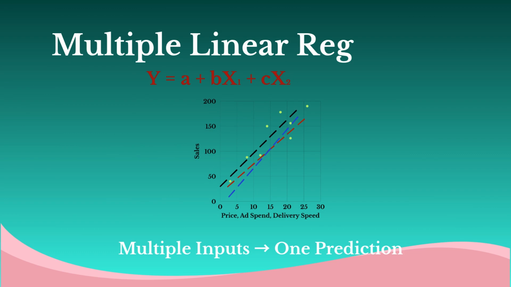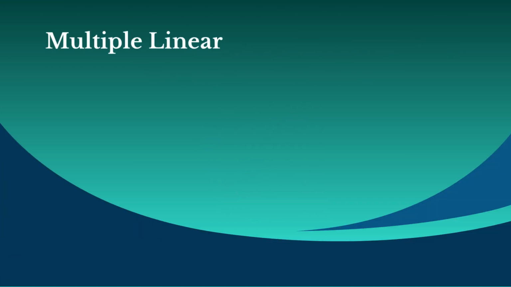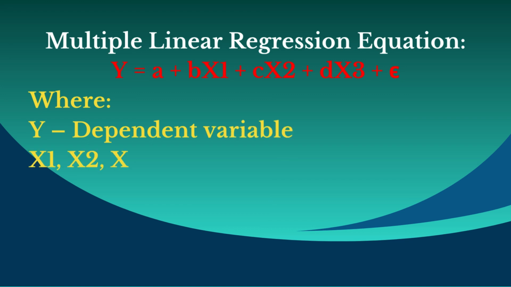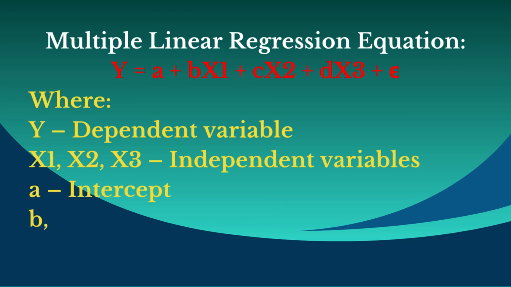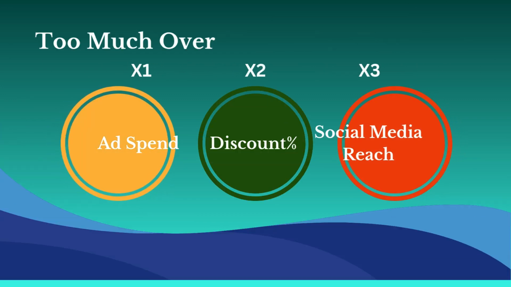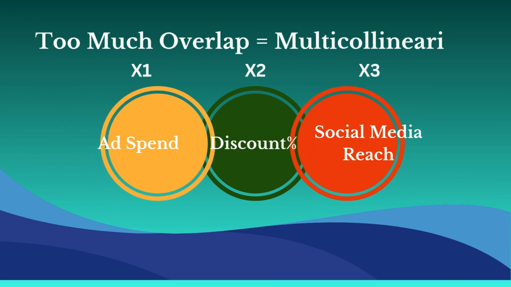Second, multiple linear regression. Multiple linear regression analysis is essentially similar to the simple linear model, with the exception that multiple independent variables are used in this model. The mathematical representation of multiple linear regression is y equal to a plus bx1 plus cx2 plus dx3 and so on plus epsilon, where y is the dependent variable, x1, x2, x3 the independent variables, a the intercept, b, c, d the slopes, epsilon the residual or error. Multiple linear regression follows the same conditions as the simple linear model.